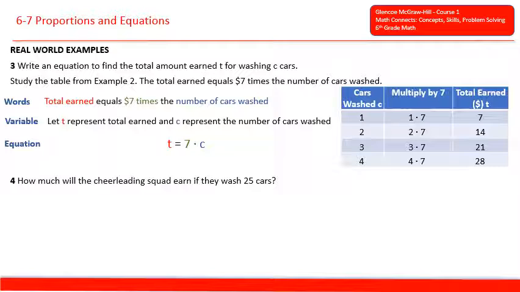Number 4. How much will the cheerleading squad earn if they wash 25 cars? So we'll write the equation. T equals 7 times C, or total earned equals $7 times number of cars washed. Now we're just going to plug in 25 cars for C. So we get total earned equals $7 times 25 cars, and we'll multiply. So the total amount the cheerleading squad earned was $175.